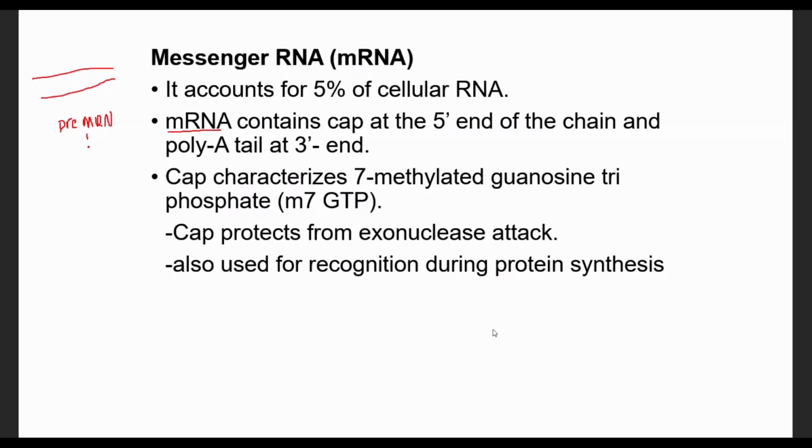How is it modified? Okay, the pre-messenger RNA will be modified in three important processes. The first one is capping at the 5' end of this messenger RNA. There is also poly-A adenylation at the 3' end of this messenger RNA. The third modification is removal of introns. We remove introns.